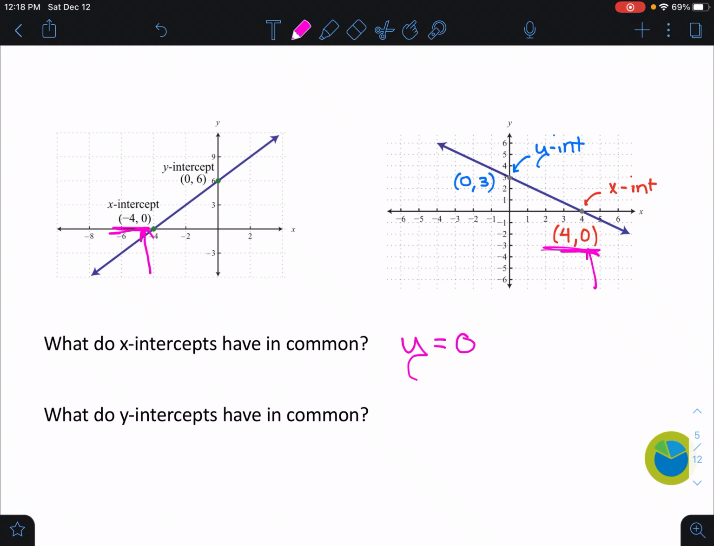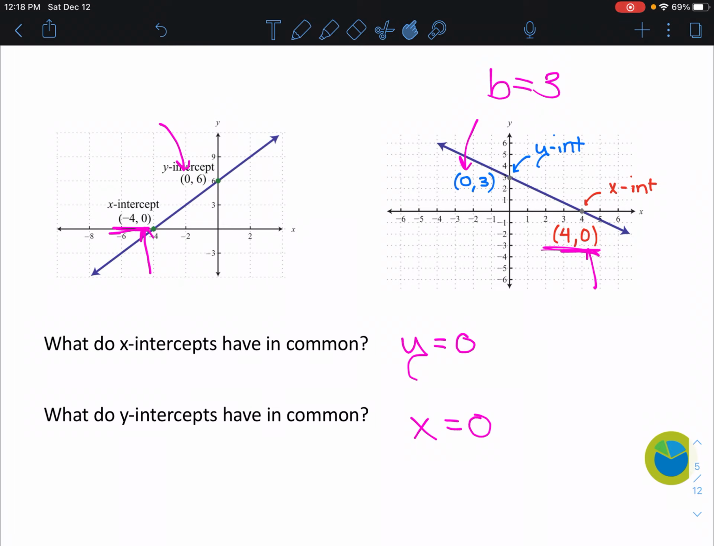Now, if we look at the y-intercepts, what do you notice? Well, the y-intercepts, notice they have an x value of 0. This is also important. Okay, that's why when we said find the y-intercept, we wrote b equals, and we just said 3. And the reason for that was because the x value is 0. Okay, so that's what we were doing with slope-intercept form.